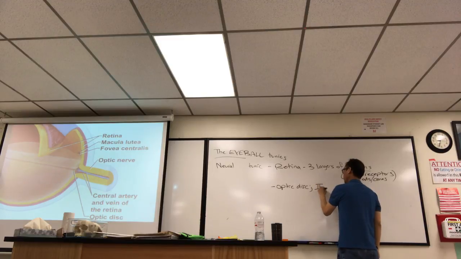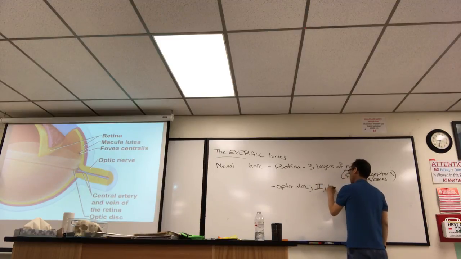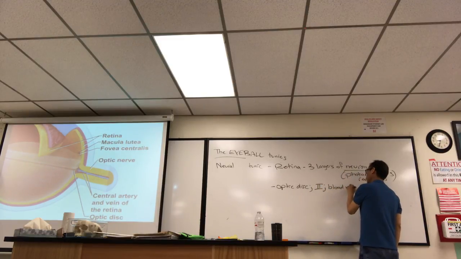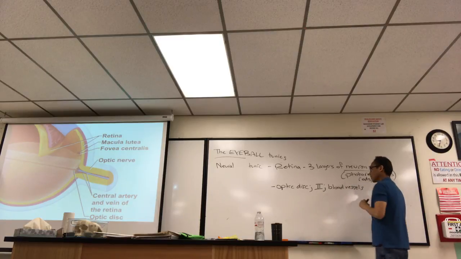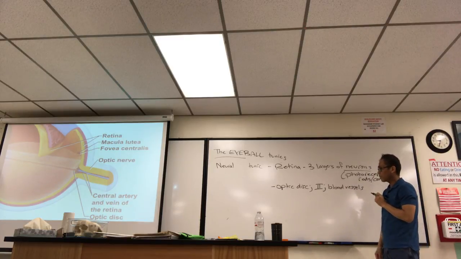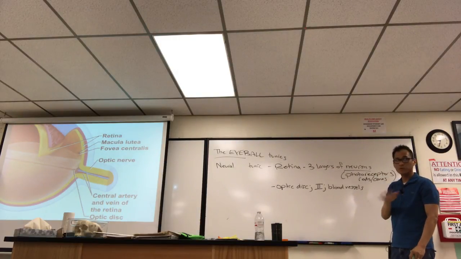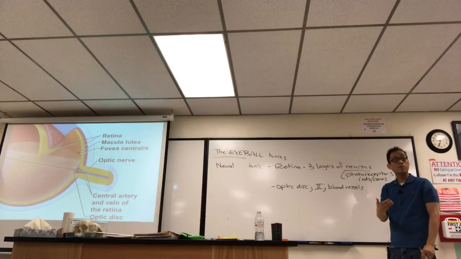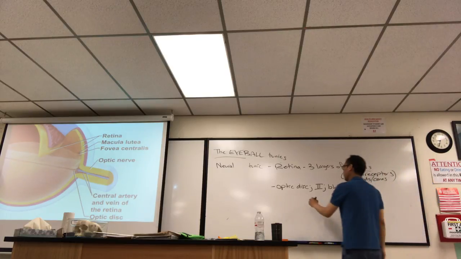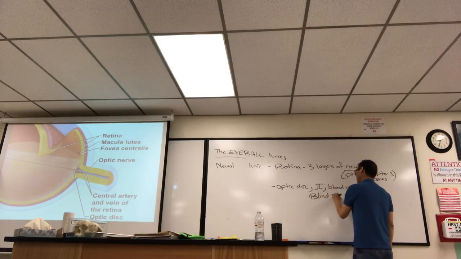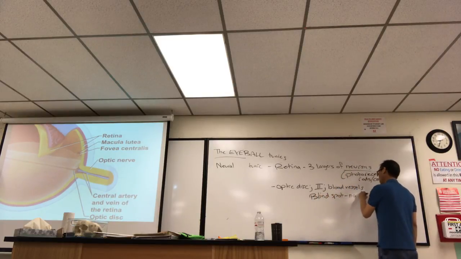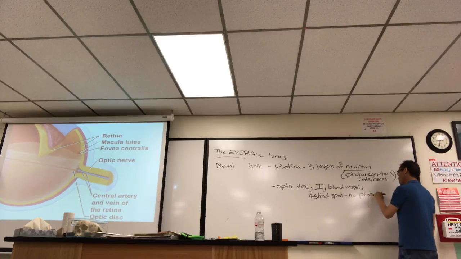That's where cranial nerve 2 is, as well as blood vessels. It's also called the blind spot, right? Because this is where optic nerve, cranial nerve 2 is, but not the photoreceptors. There are no photoreceptors in this area, which is why it's called the blind spot.